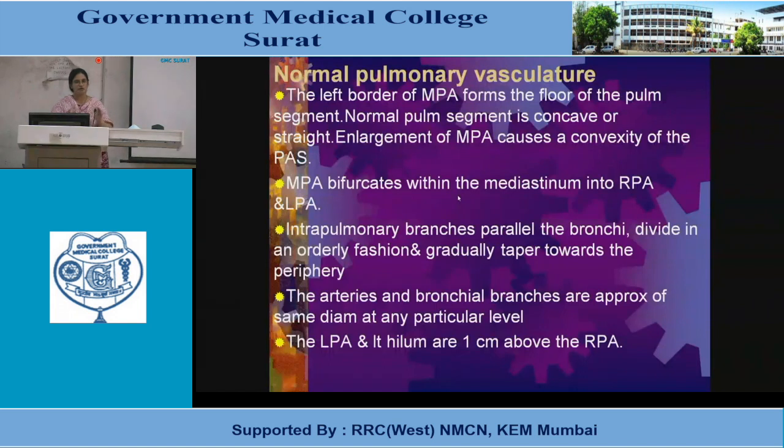They divide in an orderly fashion and gradually taper towards the periphery. The arteries and bronchial branches are approximately of the same diameter at any particular level. This is important while diagnosing the pathologies.